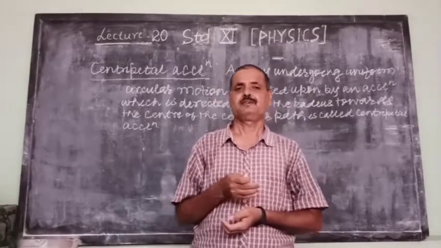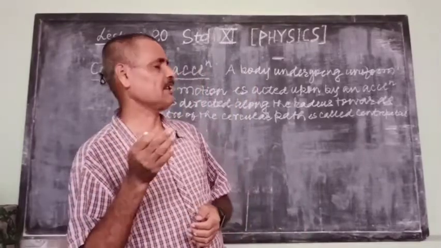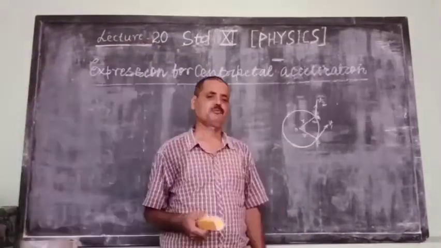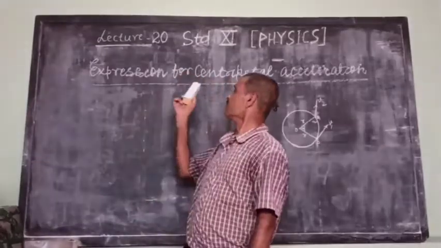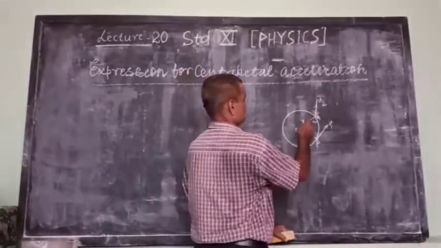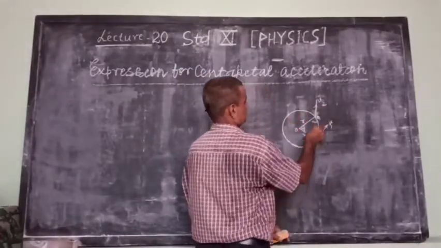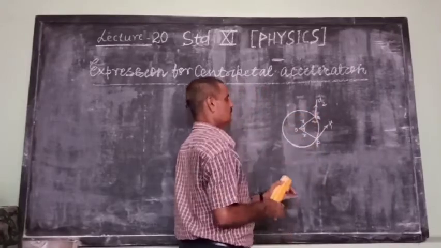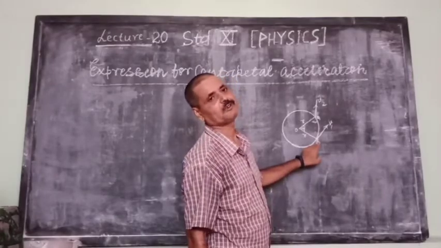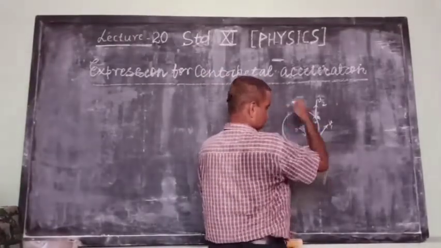Let us come to the calculation of centripetal acceleration. I am going to derive an expression for centripetal acceleration. This is the diagram of the circular path. Is it a circular path? Suppose a particle is at P at time t and it moves on the circular path.